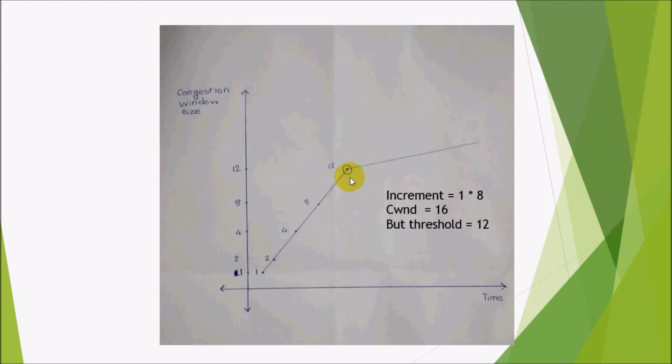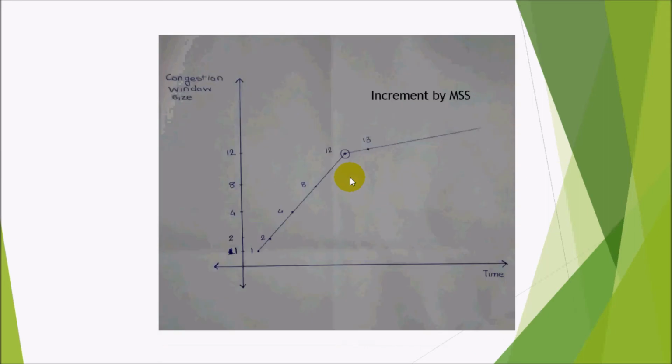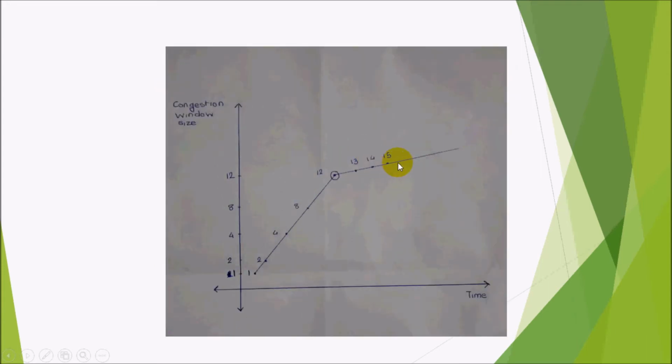And now we are going to take some precaution so that congestion should not occur. So we will increment by MSS. The window size will not be incremented by the earlier factor, but it will now be incremented by the factor MSS. So here we can see after 12 it is incremented to 13, and now it is 13, 14, 15 and so on.